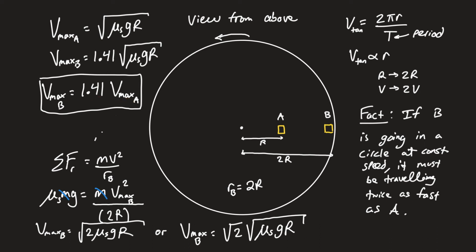And so therefore, when we go to location B, we're going to slip off, because location B can only support 1.41 times the speed of A, not twice the speed of A. Great. So that's the solution.